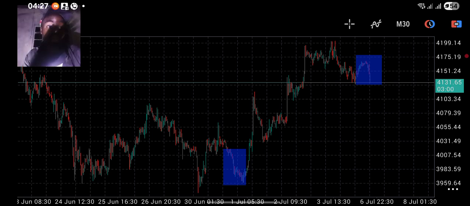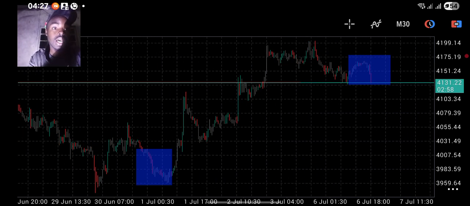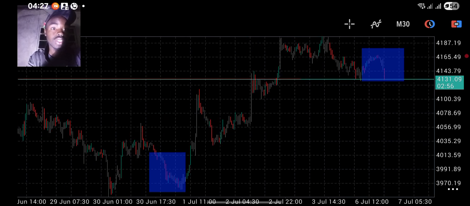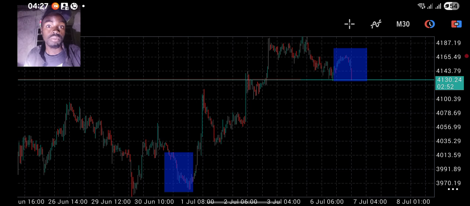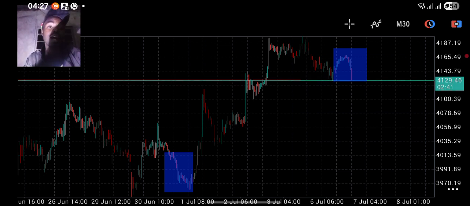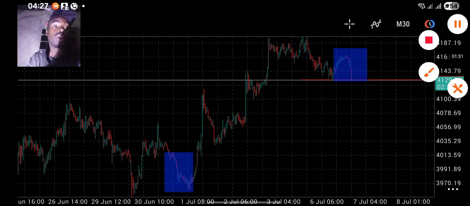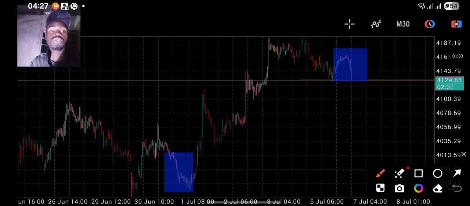So right now this is gold, right? Let me give you a pause right now. What is the market structure? How is this market moving? As you can see, according to me, I'm seeing an uptrend, right? If you're seeing an uptrend, meaning you should only take buys.